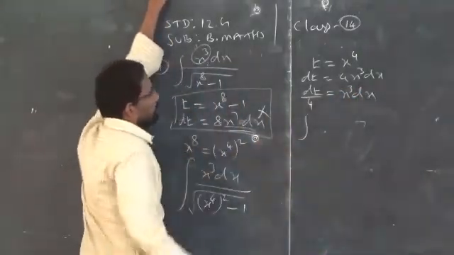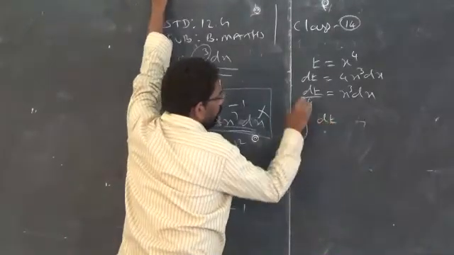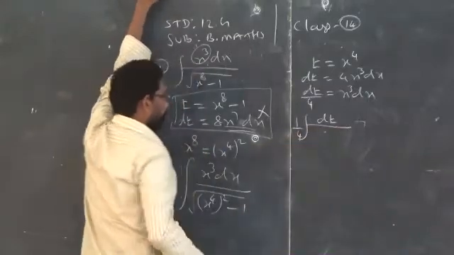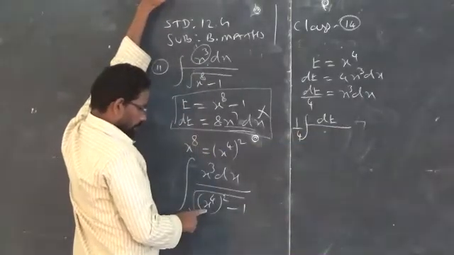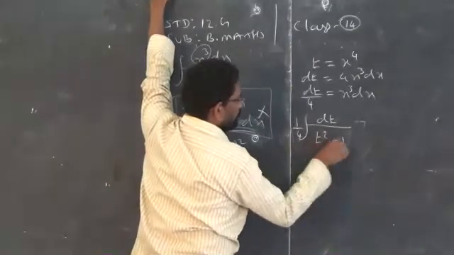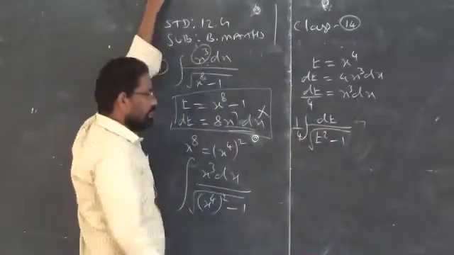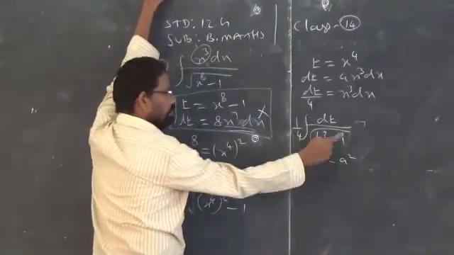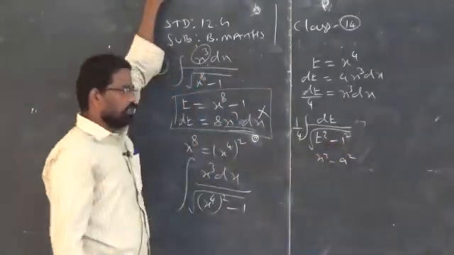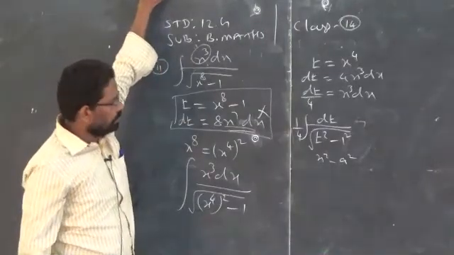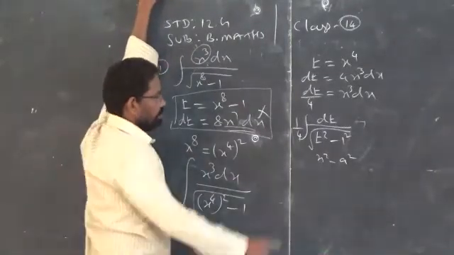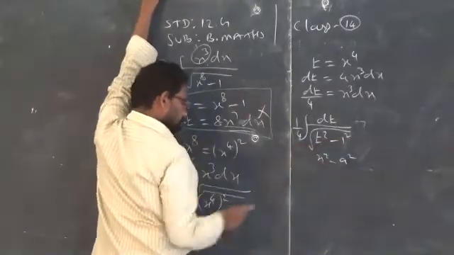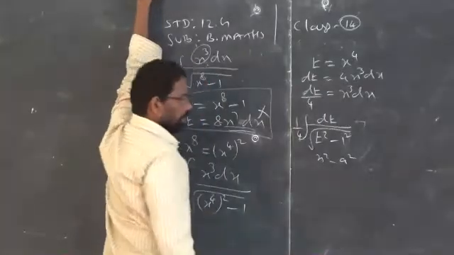Now your new integration becomes dt, and 1 by 4 will be taken outside. Be careful. This will become t square minus 1. This is in the form of x square minus a square. 1 square is nothing but 1 only. So you have to write 1 square in the place of 1, because there won't be any different answer when you square the number 1.